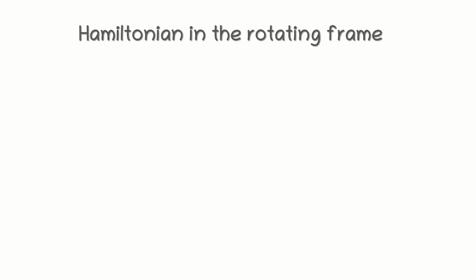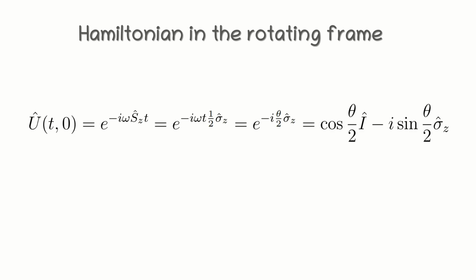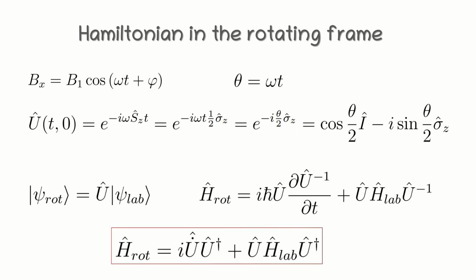Now it is convenient to go into the frame rotating along the z-axis with frequency omega, which is nothing else but the frequency of the applied oscillating magnetic field. The corresponding transformation is described via the following unitary operator. The Hamiltonian, which generates this evolution, is omega sz, and has the units of frequency. We can introduce a parameter theta, which is equal to omega t, and decompose the evolution operator to cosine theta half I minus I sine theta half sigma z. The state vector in the rotating frame can be obtained by applying the evolution operator to the state vector in the lab frame.